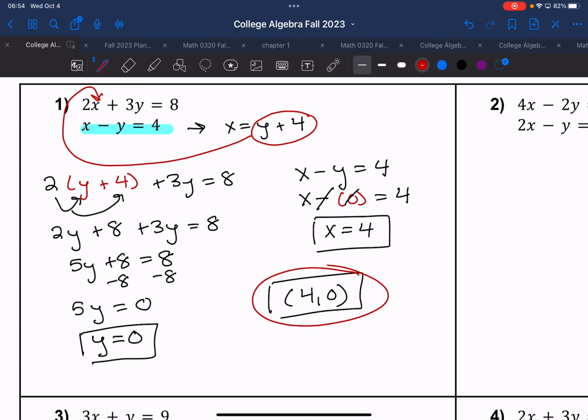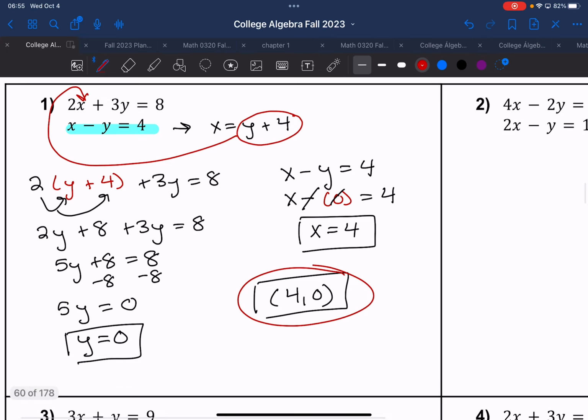Any questions on the steps? Yes. So when you're getting your variable by itself for the equation you're going to put it into, is it going to be the opposite? Like with the x, you get the y, and then you find the x at the end. Correct. So if I get y by itself, then ultimately I'm finding the x value.